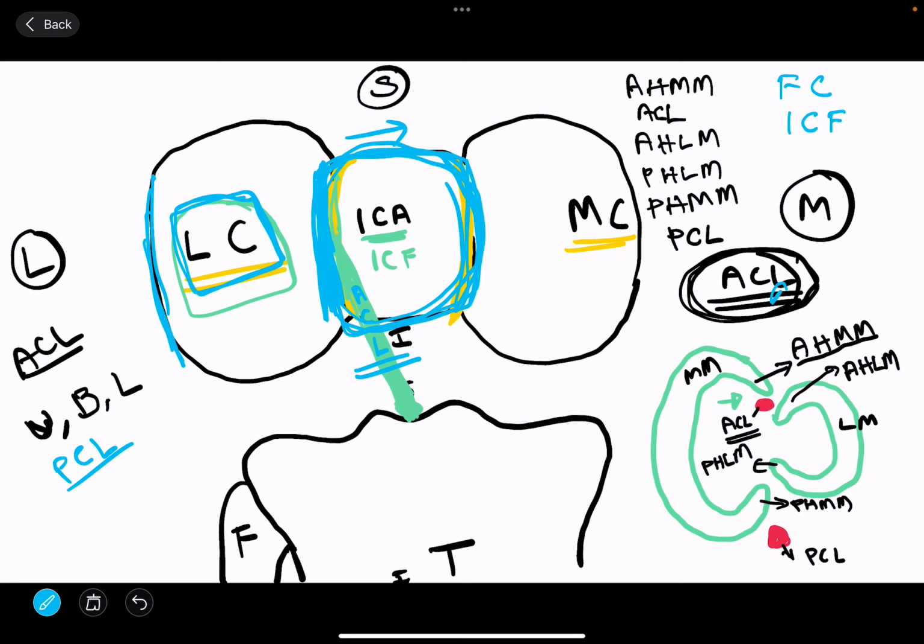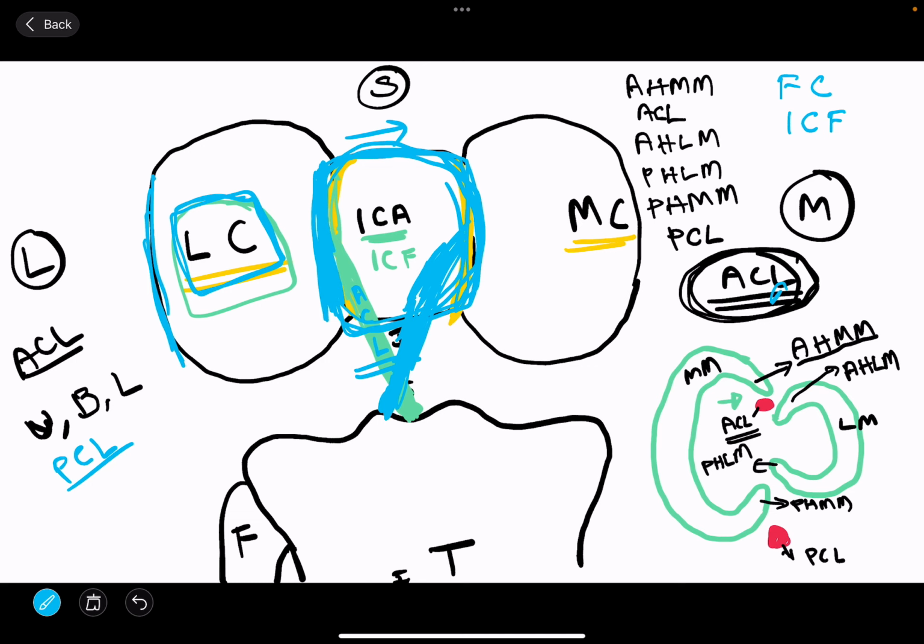So it passes upwards and passes forwards, right? Because it is in the posterior most part of the intercondylar area, and it passes medially. All right. So the posterior cruciate ligament passes upwards, forwards, and medially, like this. So what are the attachments?